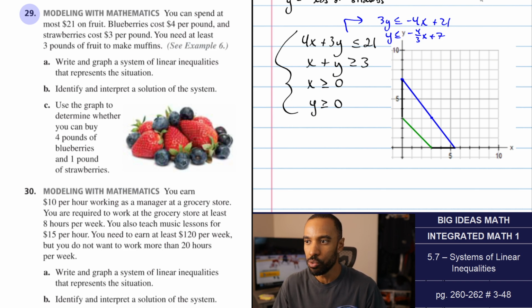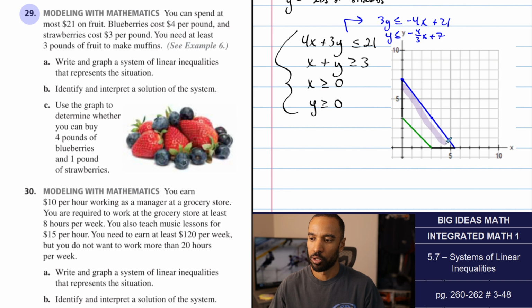These represent solutions to how many pounds of strawberries and blueberries we can have. So when I shade it, we're below the blue, above the green, and in the first quadrant as a whole. And that's kind of what I want to make out of it, okay?